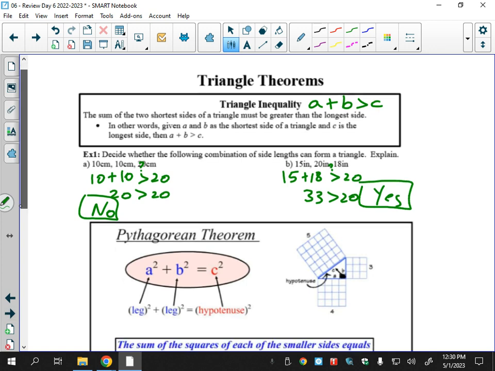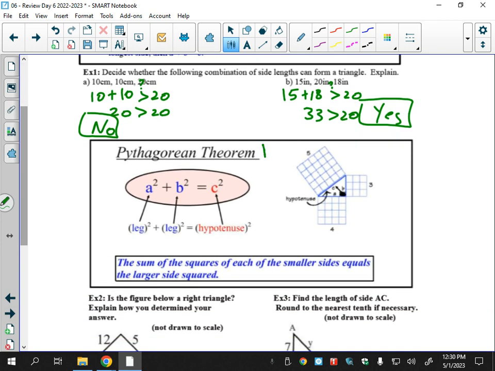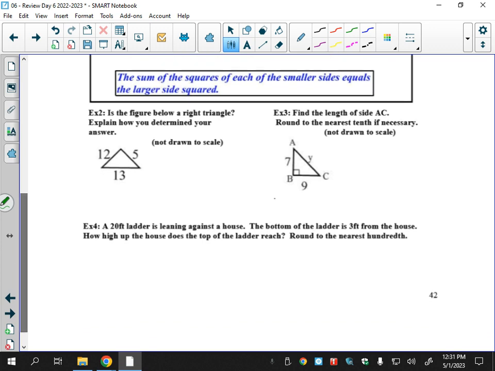Now, more specific, our Pythagorean theorem, which only relates to our right triangles. And when we have right triangles, the two shorter sides are called the legs. The longest side is called the hypotenuse. Our Pythagorean theorem says that the sum of the squares of the legs is equal to the square of the hypotenuse. We can use this a few different ways. One is by using it to determine if side lengths form a right triangle. That's what we're going to do with this first example.